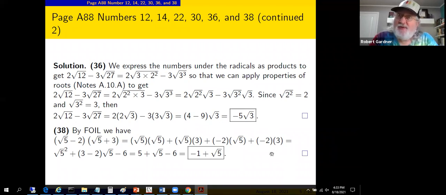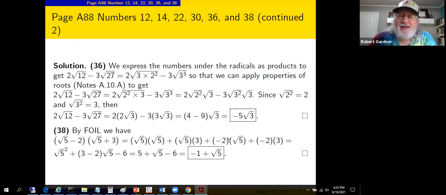Trust me, pause the video and convince yourself that the arithmetic is correct. Here we've got the square root of 5 times the square root of 5. That's the square root of 5 squared. Of course, that's going to simplify to 5 in the next equation. Here we've got a square root of 5 times 3. Here we've got a negative 2 times the square root of 5. We can combine those as a single square root of 5 term. We'll have 3 minus 2 square root of 5s.